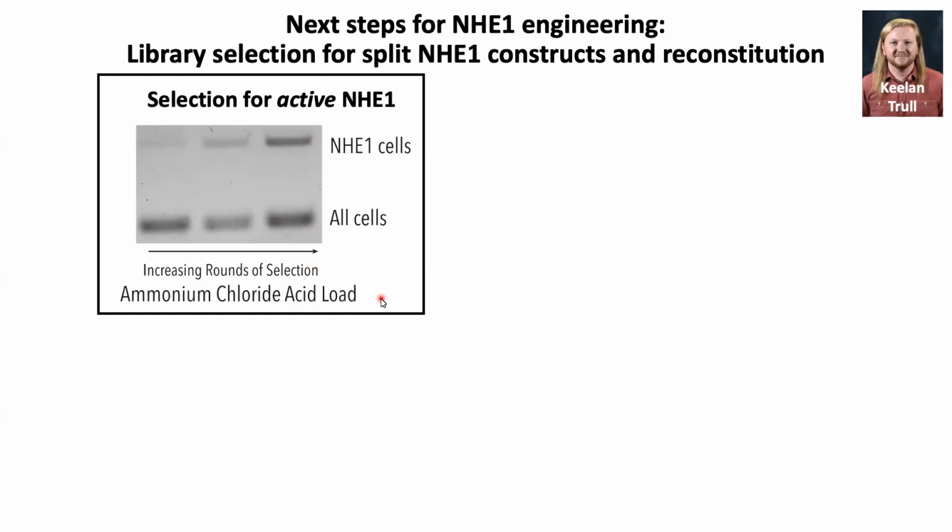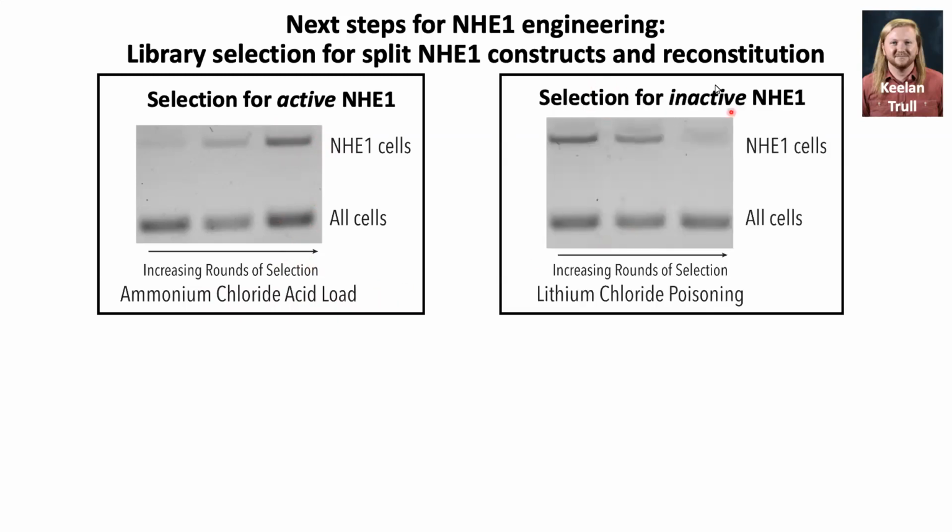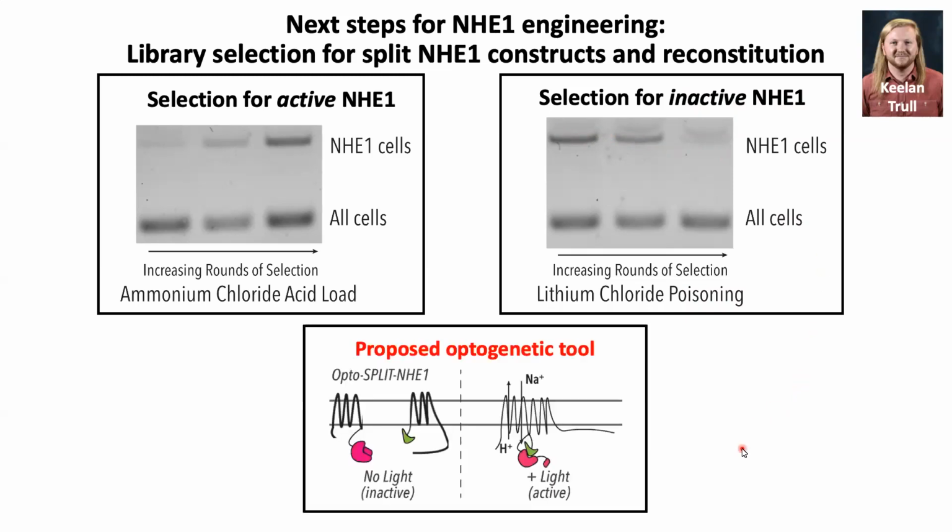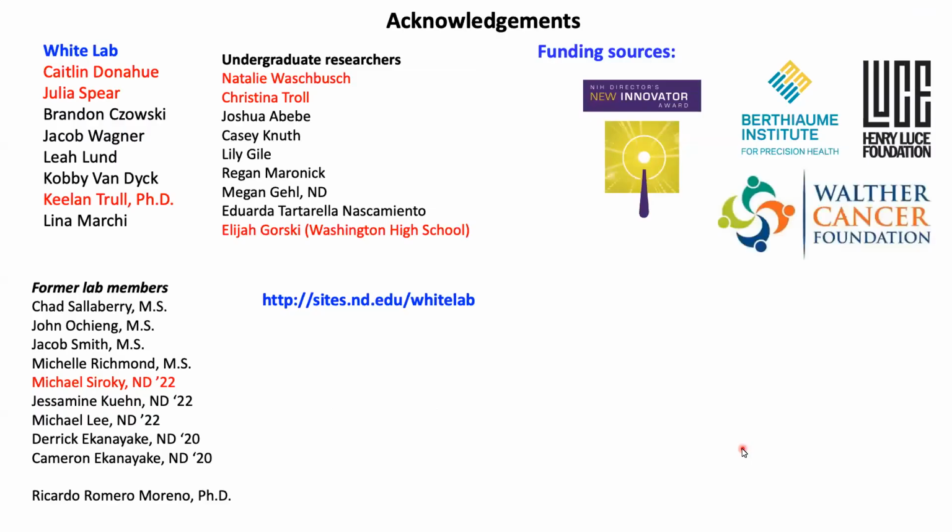With increasing rounds of selection, you can see we're enriching for NHE1 expressing cells over our entire cell population. He's also able to select against NHE1 activity using an approach of lithium chloride poisoning to select for cells with inactive NHE1. So you can see here the population of NHE1 cells decreases over these selection times. So Keelan is applying this approach to screen a library of split NHE1 variants where we can use light to reconstitute activity.